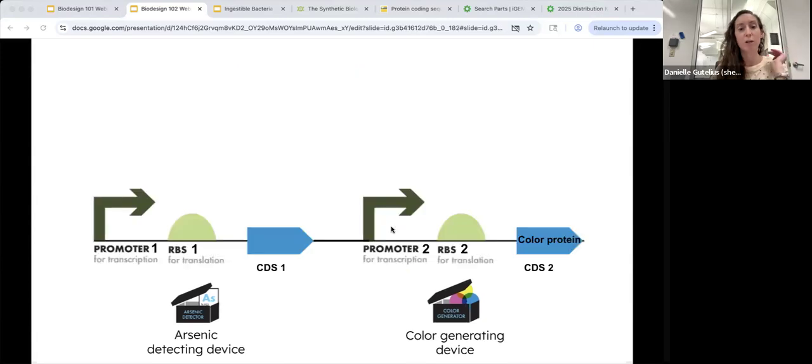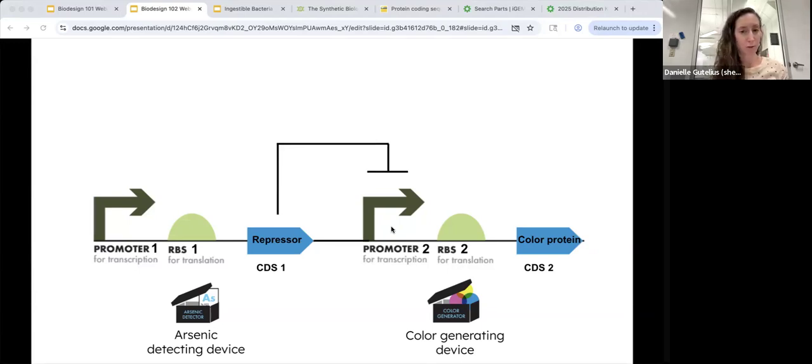Okay. So we need 2 circuits then, one for each device. So we're just going to map them out real basic like this. Our first circuit will code for a repressor. So we know that the coding sequence in the first circuit will be a repressor. We don't know which one yet. And we know that it will inhibit the promoter of the second circuit.